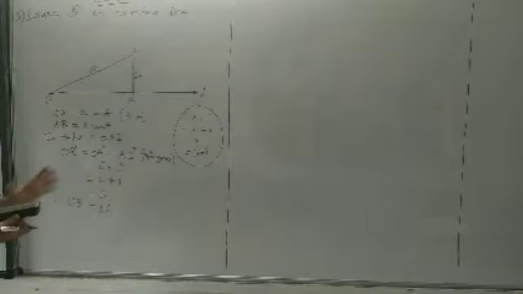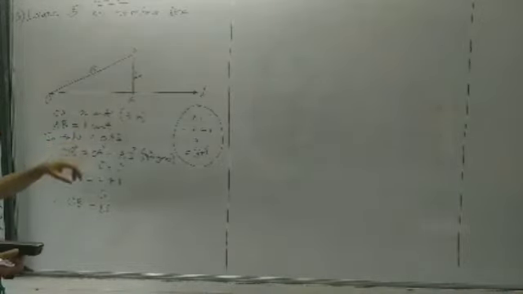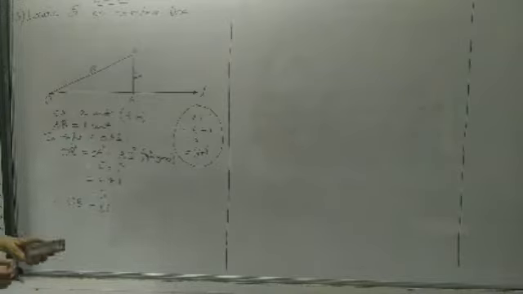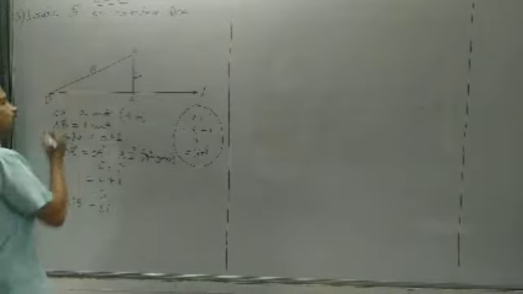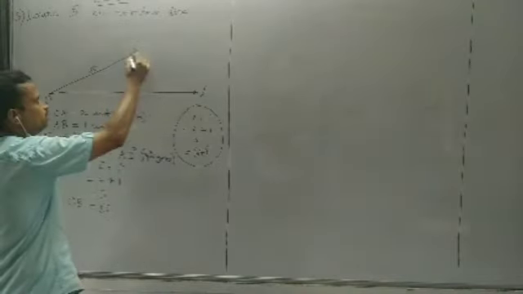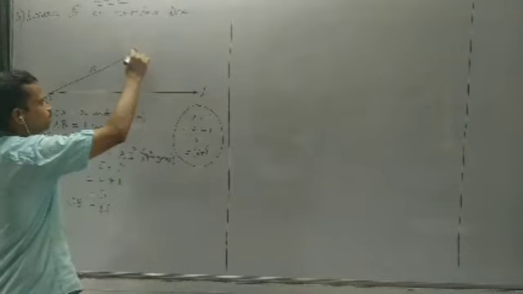So for root 5 you have to take OA as 2 units and AB as 1 unit. Then we get 2 square plus 1 square, that is 5. After taking the square root we get root 5. Clear? So this is the way of locating root 5. How to locate it? The same way, keeping the compass pointer at O and OB as radius, draw an arc.